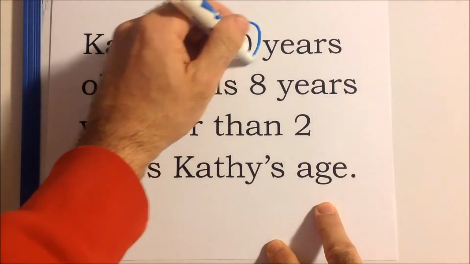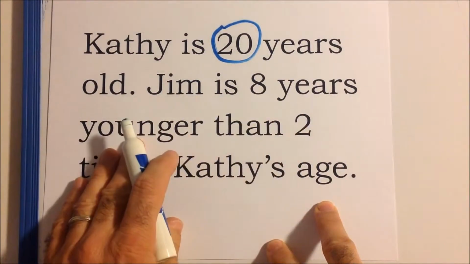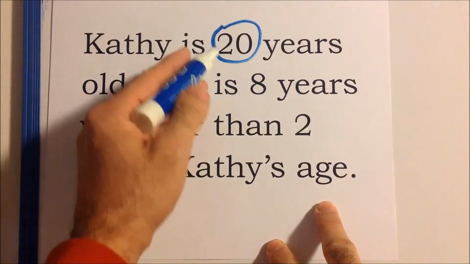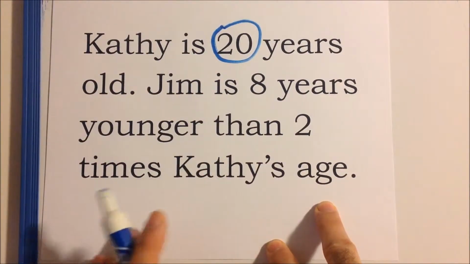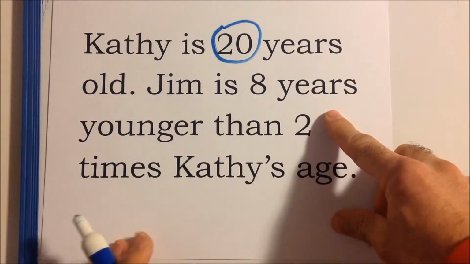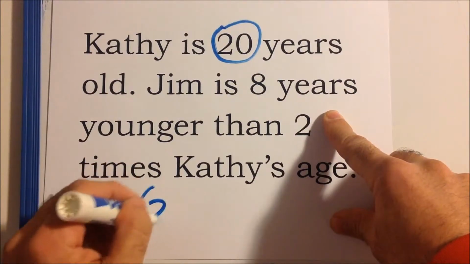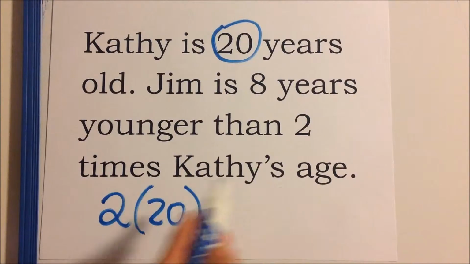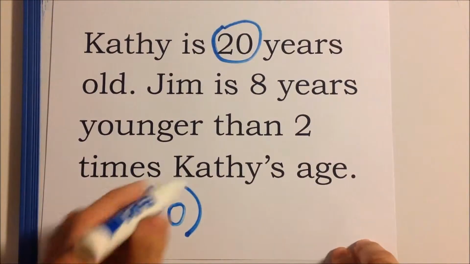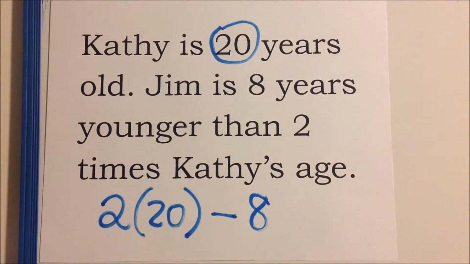Kathy's 20. So remember that. And Jim, he's 8 years younger. Not than the 20. He's 8 years younger than this: 2 times Kathy's age. So Jim is 2 times Kathy's age. It says it right there. And he's also 8 years younger than this. So he'll be a minus 8. 2 times Kathy's age minus 8.